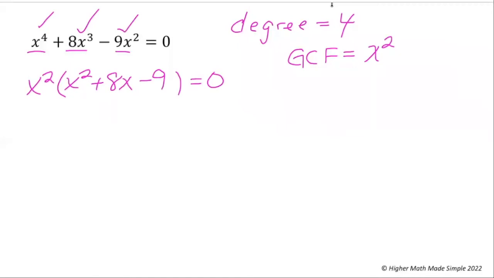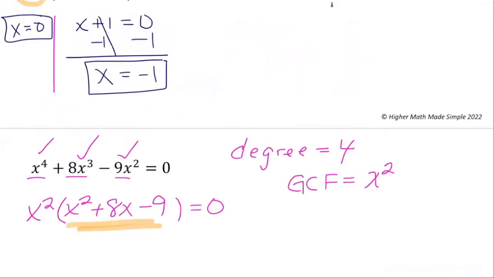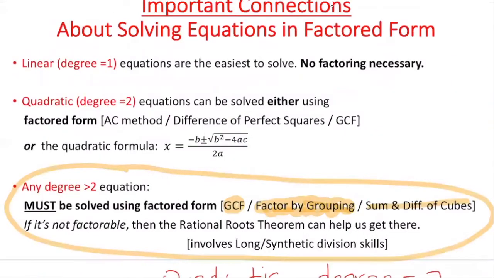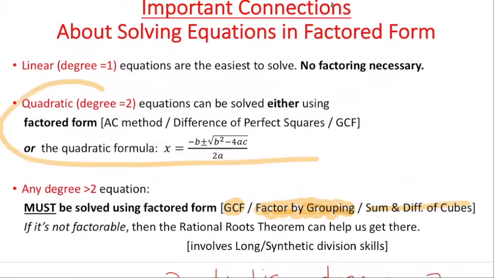Now, you want to factor it completely. So we have to see, is this guy here completely factored? This is a quadratic expression here. So we're going to go up here into the quadratic category. The 3 methods of factoring a quadratic equation or expression are: we're going to look for the AC method, is this a difference of perfect squares, we can use that formula, and greatest common factor. Does this share a greatest common factor?